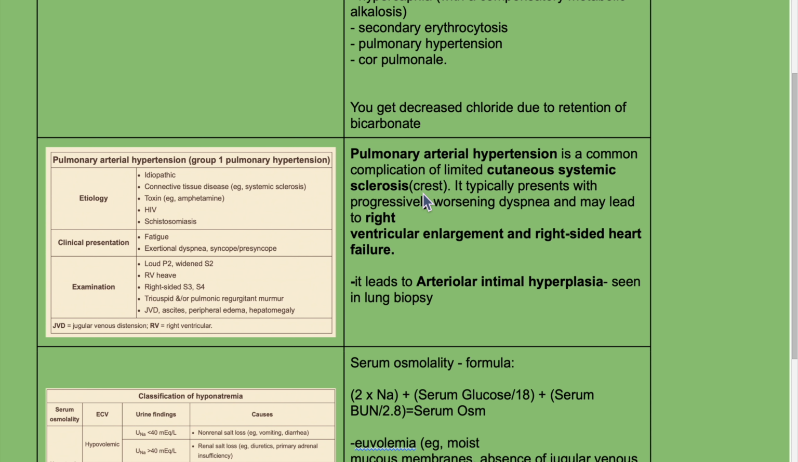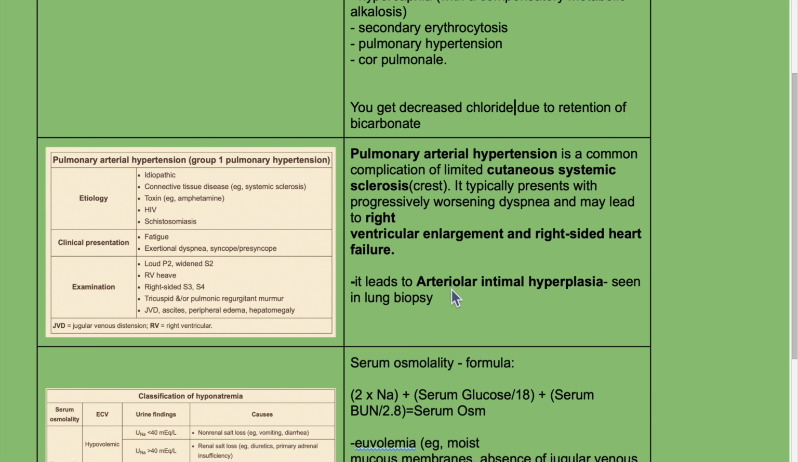CREST: calcinosis, Raynaud's, E was for esophageal dysmotility, S was for sclerodactyly, and T was telangiectasia, I think. It typically presents with progressively worsening dyspnea and may lead to right ventricular enlargement and right-sided heart failure.